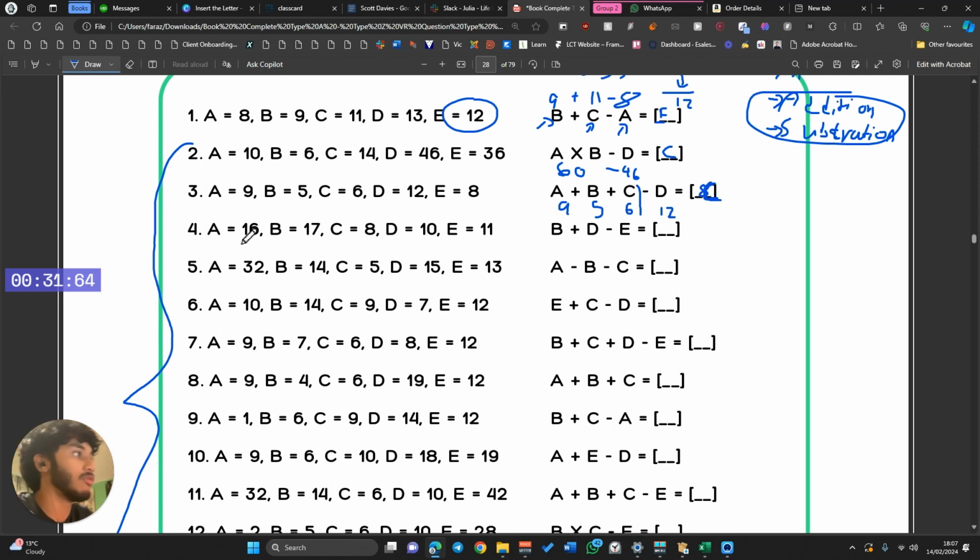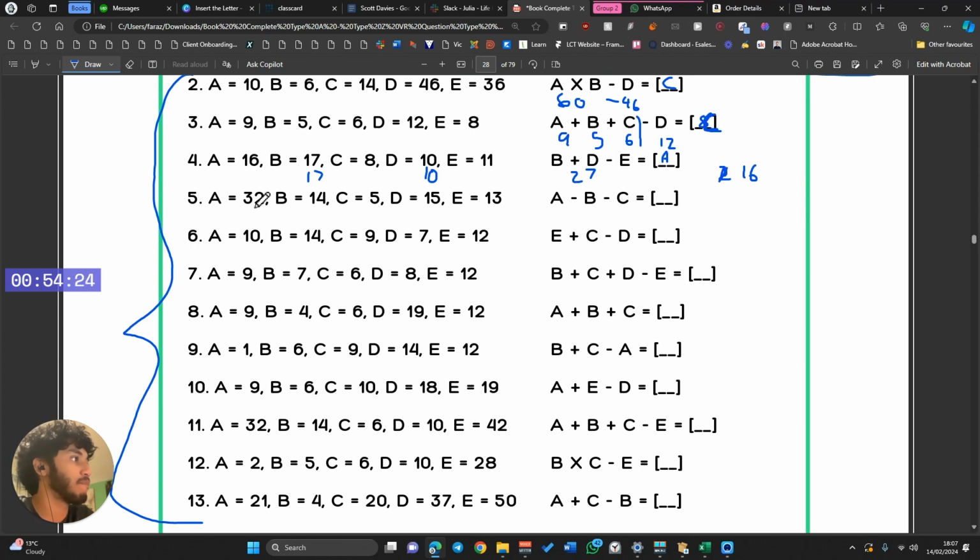So 4 is B plus D, so 17 plus 10. That's going to give us 27. And minus the E, which is 11, is going to give us 16. And we just have to look for which one is 16. A, there we go. You can see we're doing these faster than 30 seconds per question.